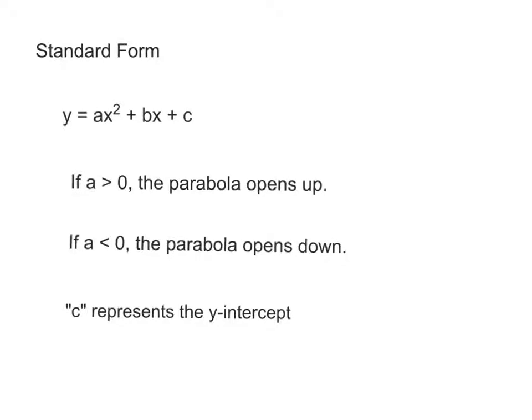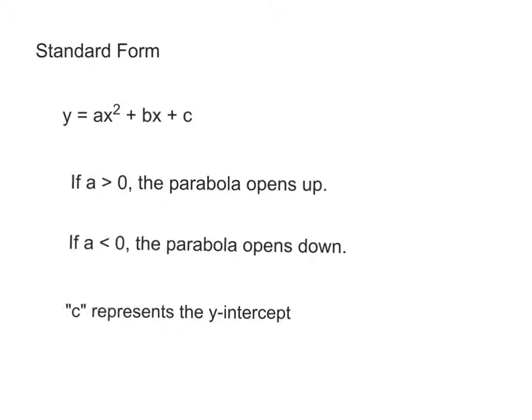When you have a quadratic function in standard form, it's like that. Y equals ax squared plus bx plus c, where a cannot equal 0. Because remember we talked about that. If a is 0, that term's gone and you just have a linear function. So a cannot be equal to 0. Other than that, a, b, and c can be any numbers that you want.